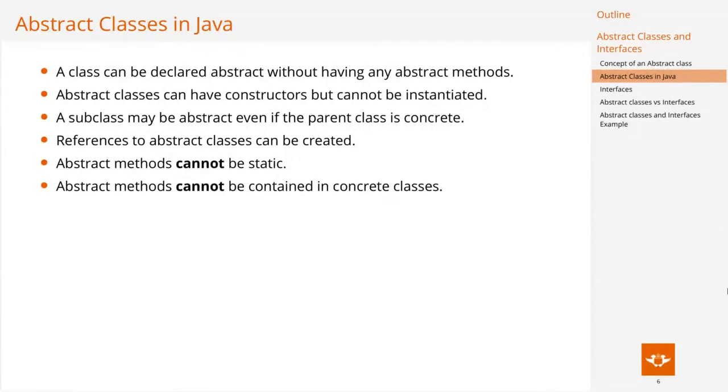And then the last two points: abstract methods cannot be static. Static belongs to a class. It doesn't make sense to have an abstract static thing because you can't override static methods. So abstract methods cannot be static. Abstract methods cannot be contained in concrete classes. As soon as you have an abstract method, the class is then abstract. If you leave out the keyword, the code won't compile.